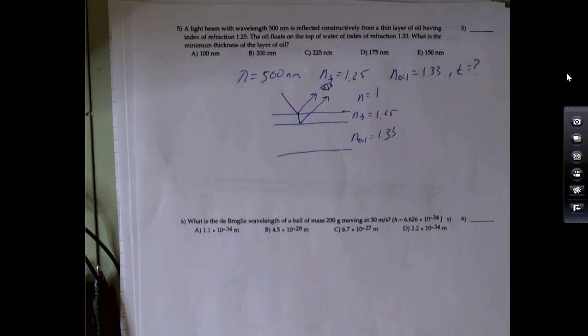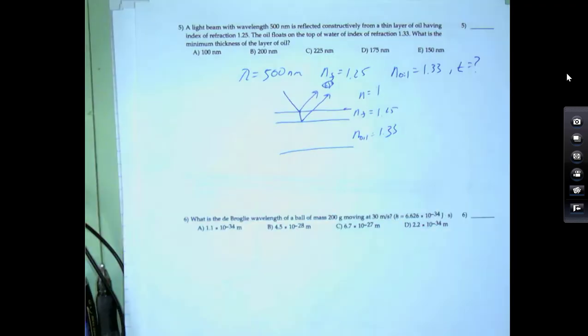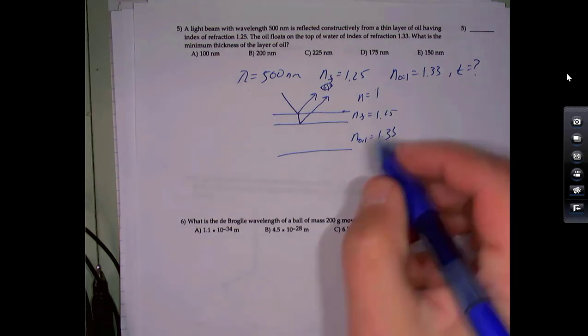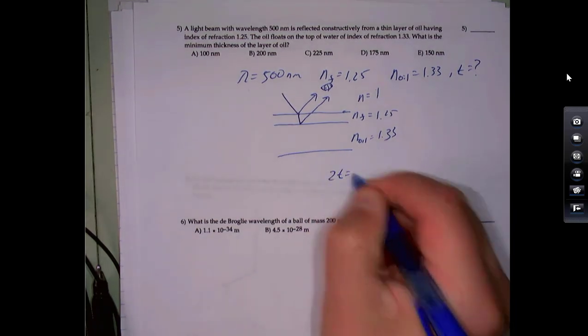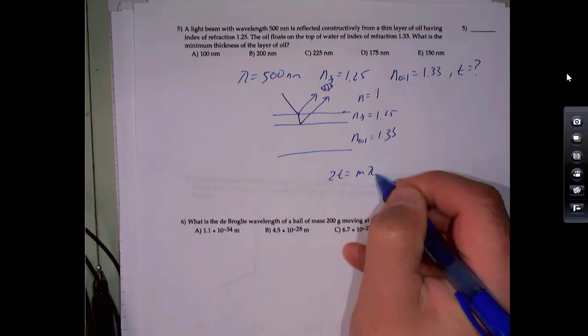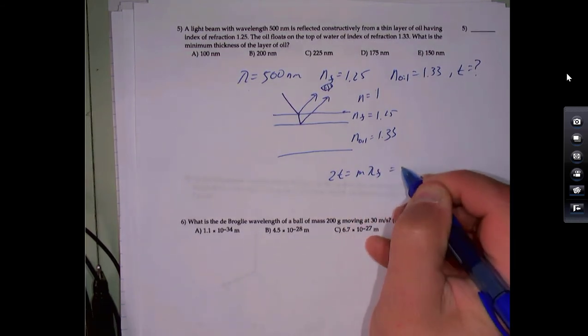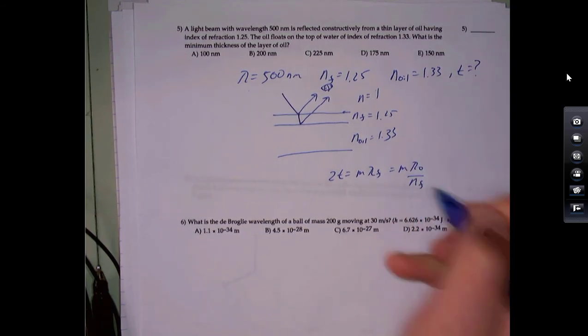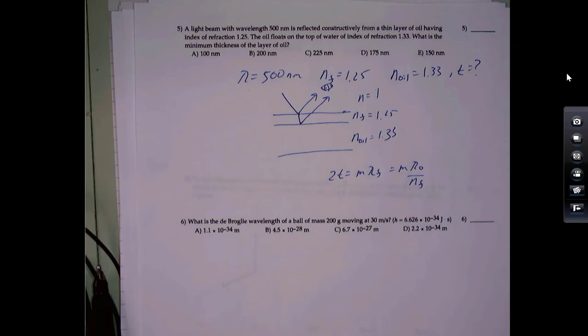Turn the light back up a little bit. Okay, so again, we've determined 2T is equal to m times the wavelength in the film. If you want, you could do it like this: wavelength in the air divided by index of refraction of the film. Now, the author of the book does this too. I just put my table together, and to me, it's a little bit more concise.